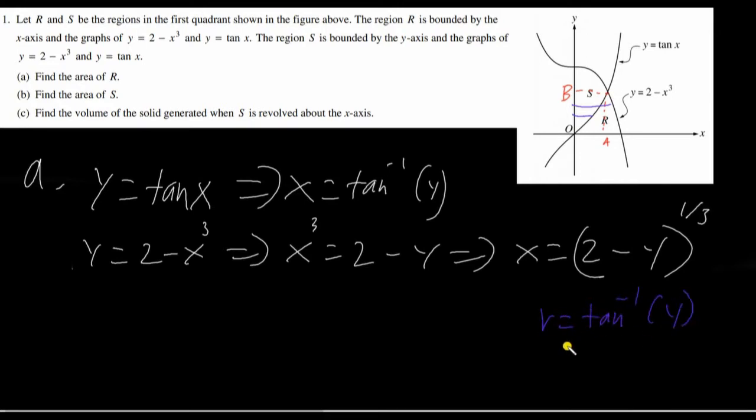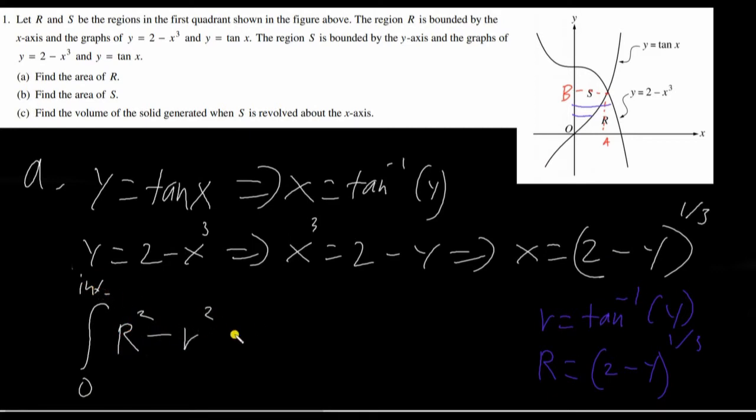And by that same logic, going from 0 to this other curve, I can say that big R is 2 minus y to the 1/3, because that's what we got over here for this x coordinate as a function of y. So now that we have our two radii, we can use the equation for area, which is the integral from 0 to the intersection point of big R squared minus little r squared.